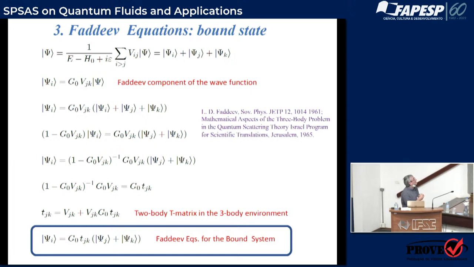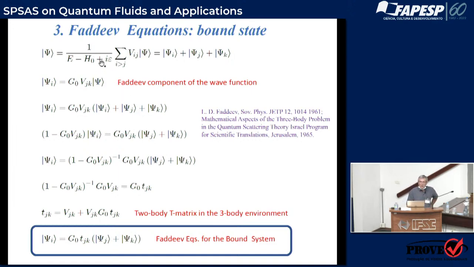Okay, Faddeev equations. Now we start with the bound state. So the idea of Faddeev was indeed inspired by the work of Skorniakov and Ter-Martirosian, historically. And there they introduced the decomposition of the wave function. This is there already in the paper by Skorniakov and Ter-Martirosian. And what they did, essentially, here I'm doing formally more or less what they did, and I want to use the concept of the transition matrix and so on.